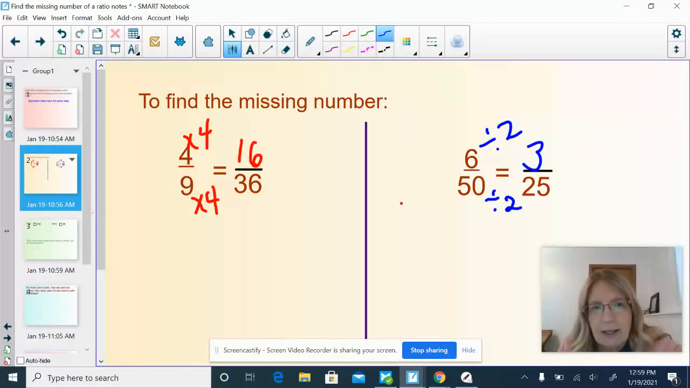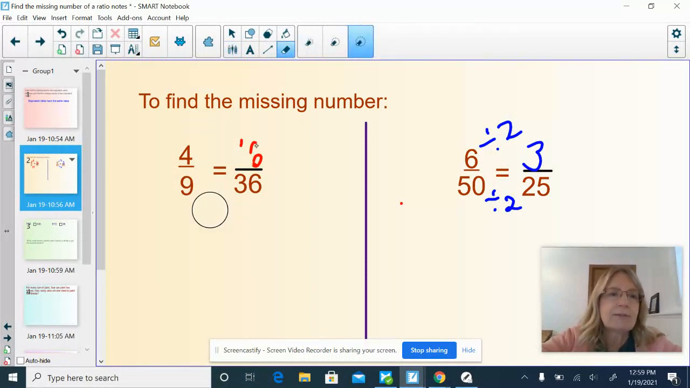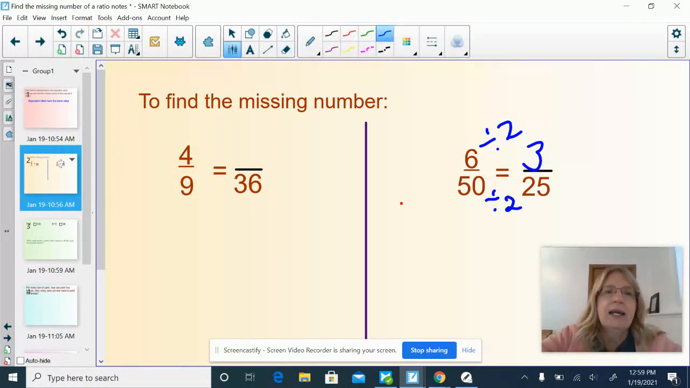All right. I am actually going to erase this because some of them won't be as obvious, or sometimes they'll have decimals in there. So I do want to show you the algebraic way of solving it. So give me a second to erase. And here's how to solve it algebraically.